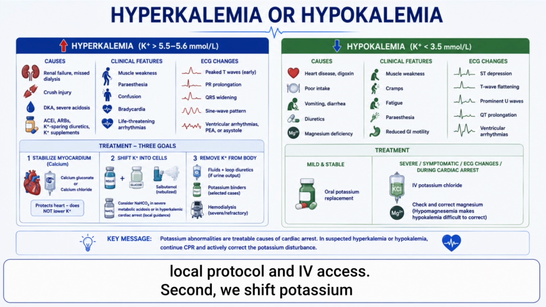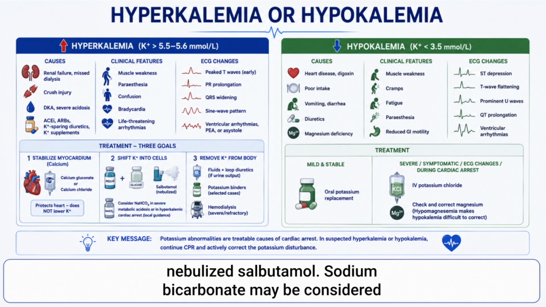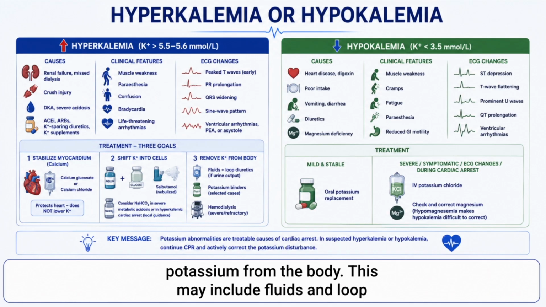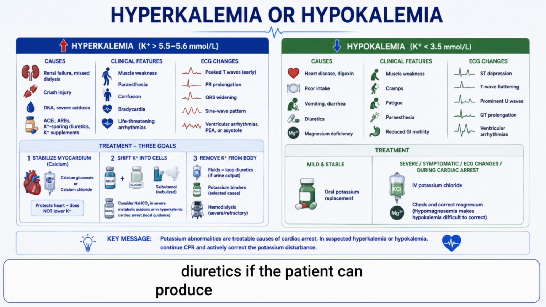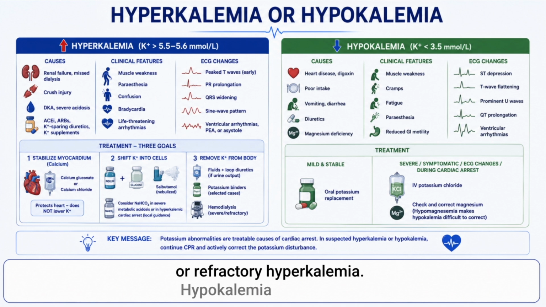Second, we shift potassium into the cells. This can be done with insulin and glucose and nebulized salbutamol. Sodium bicarbonate may be considered when severe metabolic acidosis is present or in hyperkalemic cardiac arrest according to local guidance. Third, we remove potassium from the body. This may include fluids and loop diuretics if the patient can produce urea, potassium binders in selected cases, and hemodialysis, especially in severe or refractory hyperkalemia.